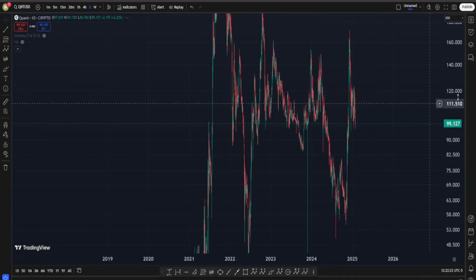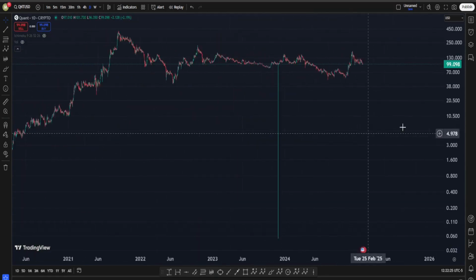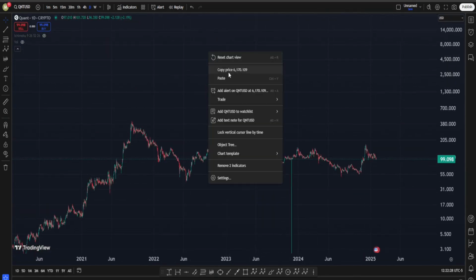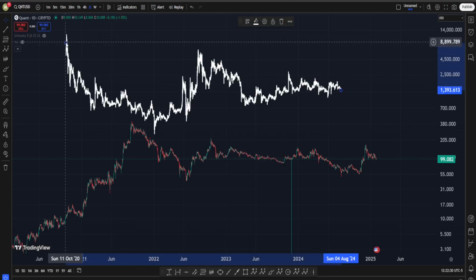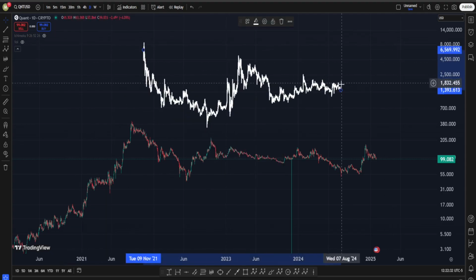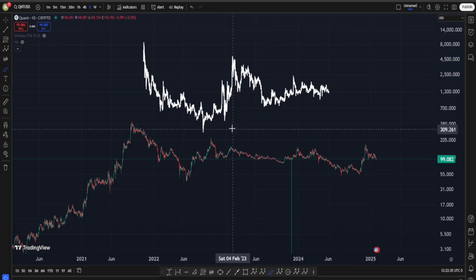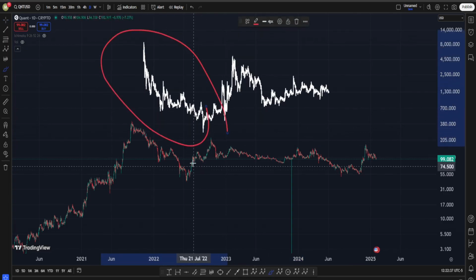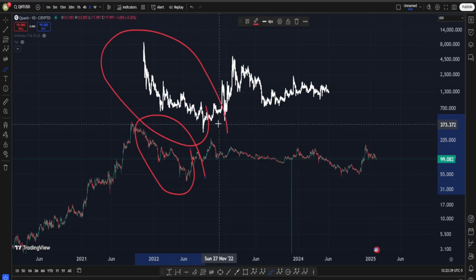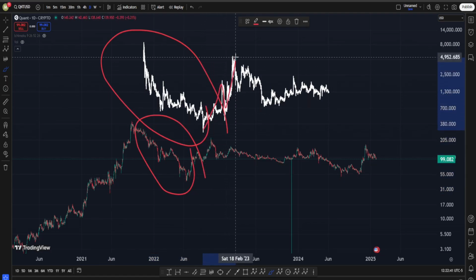Okay, so let's just zoom in more and paste our fractal and adjust the size. There we go. What do we see in this area? In Ripple, we had a relatively strong move down. In QNT, the same happened. Followed by that, in Ripple, we got an ABC on the upside.